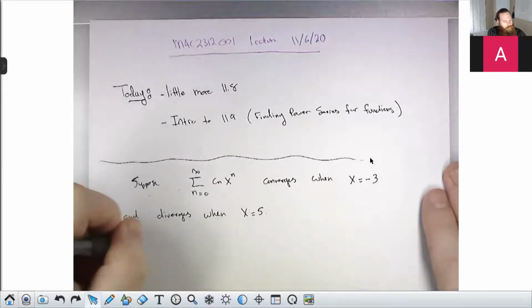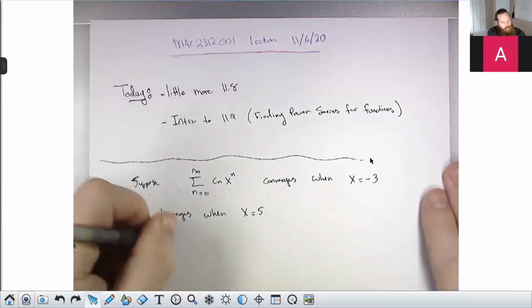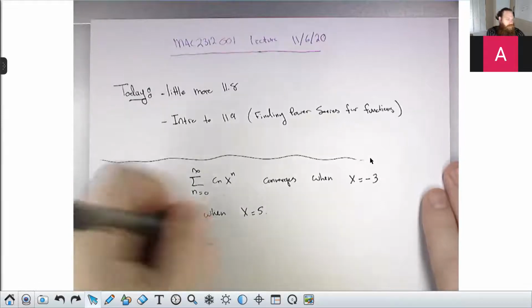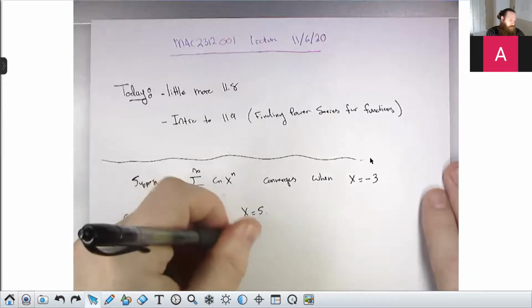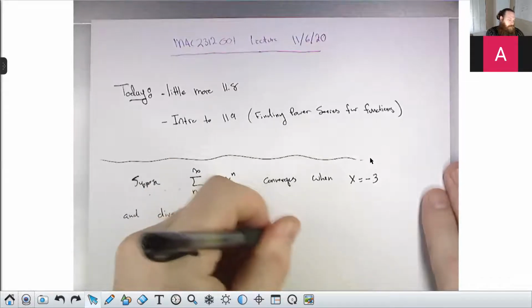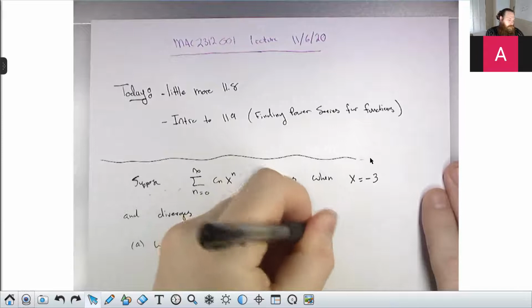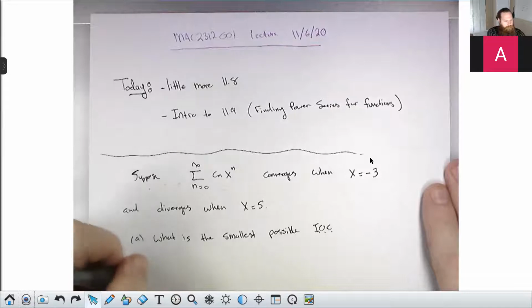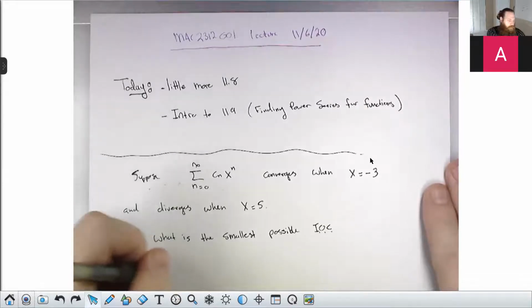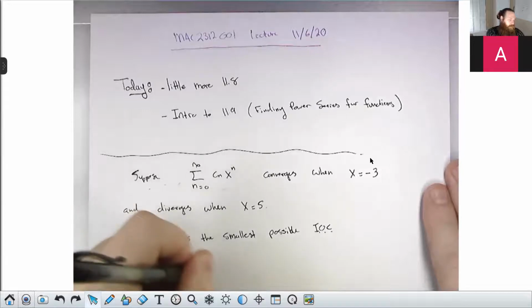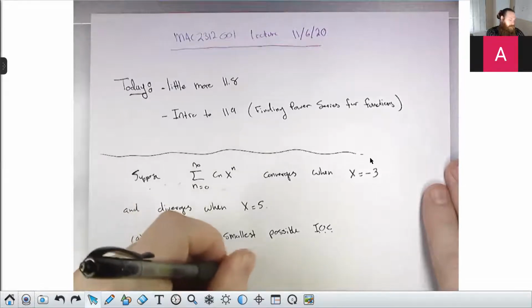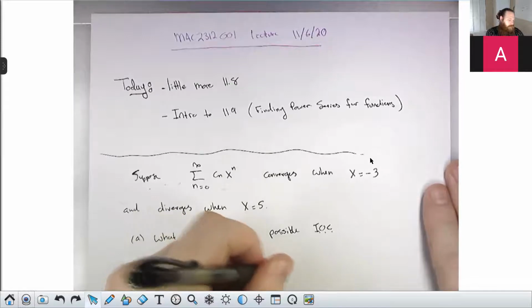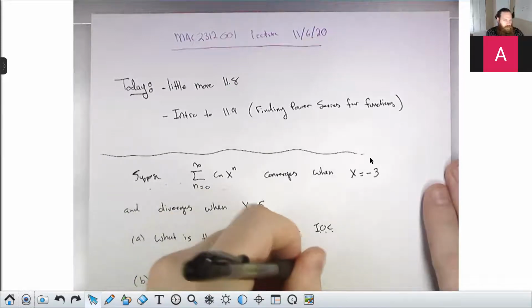I'm going to ask two questions. What is the smallest possible IOC? Remember, IOC stands for interval of convergence. It's the interval of x values for which the series converges. And then the other question here, what is the largest possible IOC?